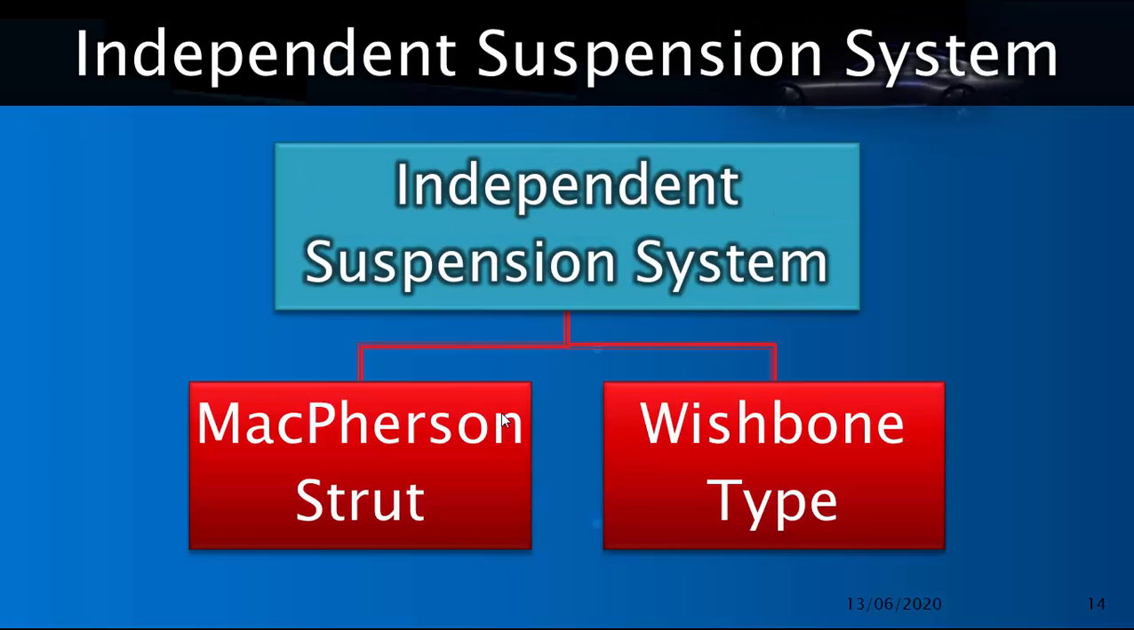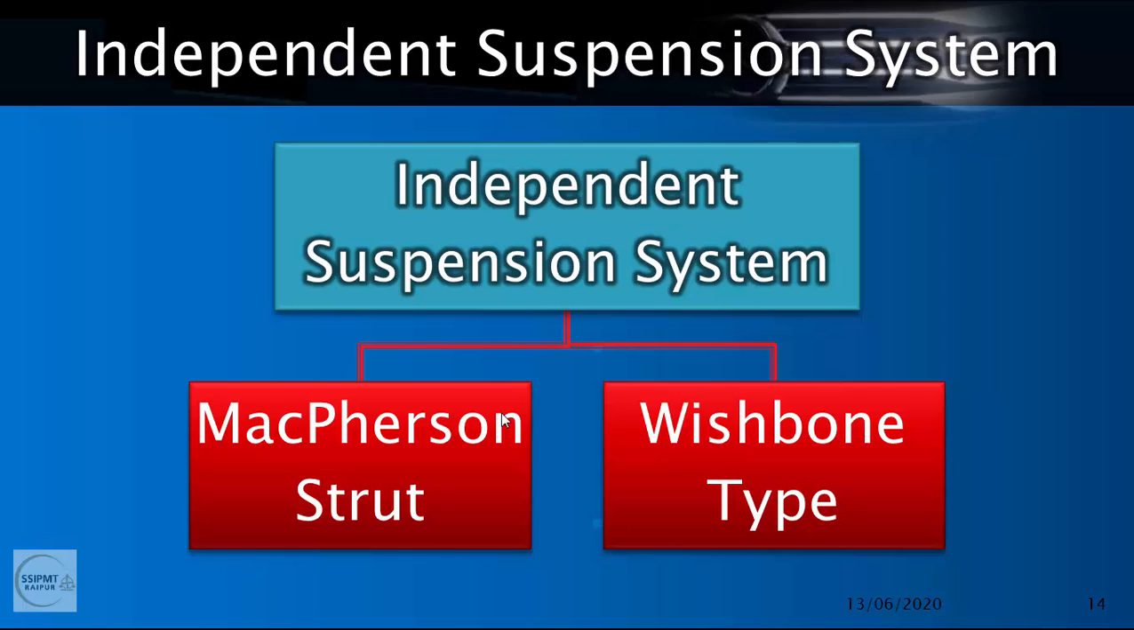So let's see the types of independent suspension system. Basically there are two types of independent suspension system which are widely used in passenger vehicles like cars, sports cars.